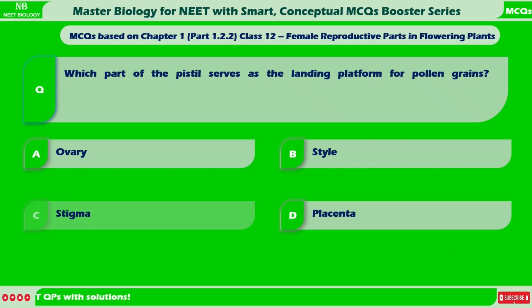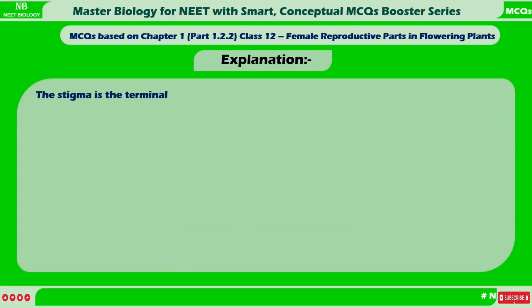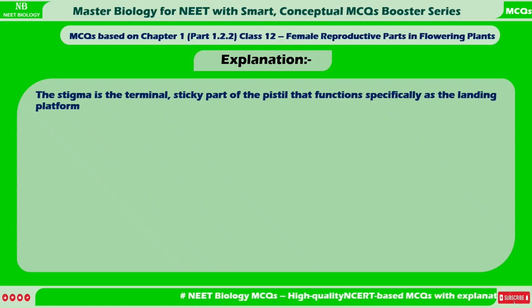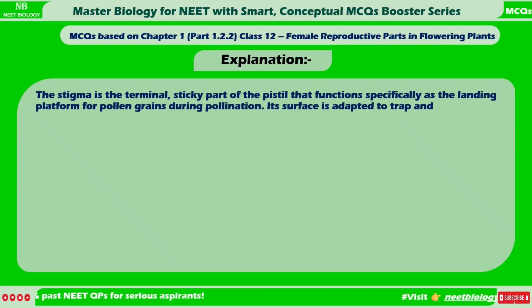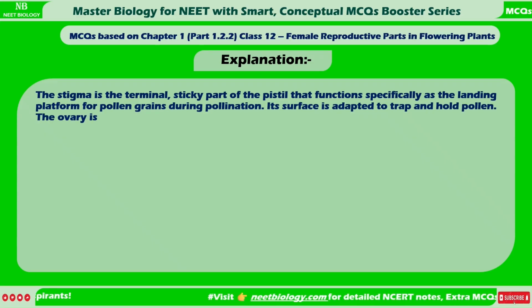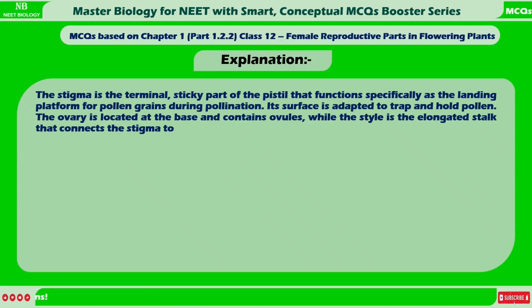Correct answer is C. Stigma. Explanation: the stigma is the terminal, sticky part of the pistil that functions specifically as the landing platform for pollen grains during pollination. Its surface is adapted to trap and hold pollen. The ovary is located at the base and contains ovules, while the style is the elongated stalk that connects the stigma to the ovary and plays a role in guiding pollen tubes.